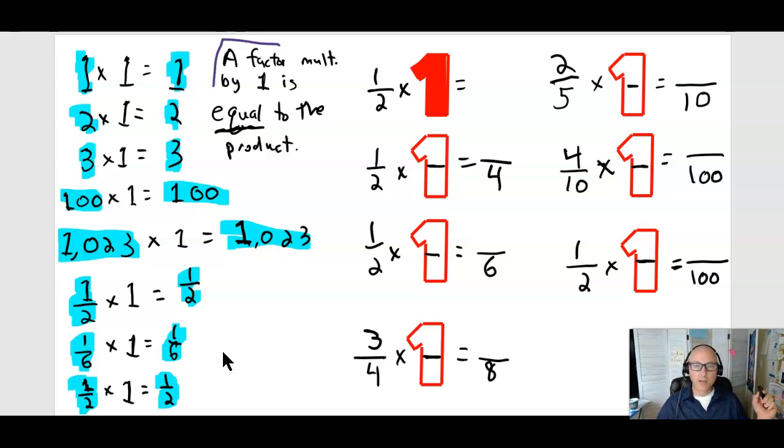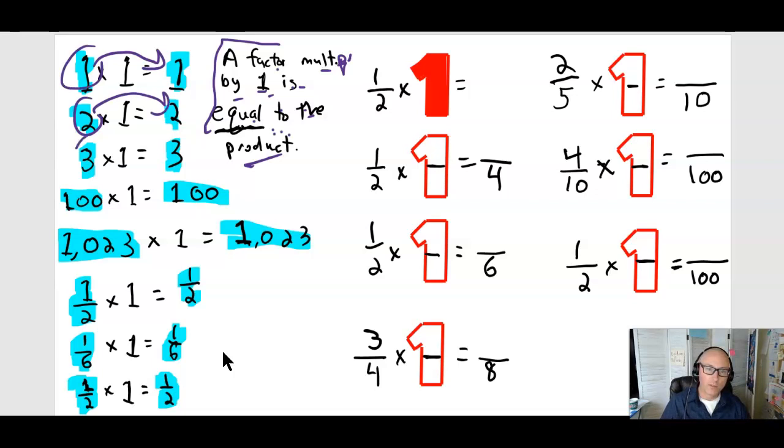So a factor is a multiple by 1 and equal to the product. What? A factor multiplied, oh, I didn't put multiplied by 1 is equal to the product, right? So 1 is equal to 1.